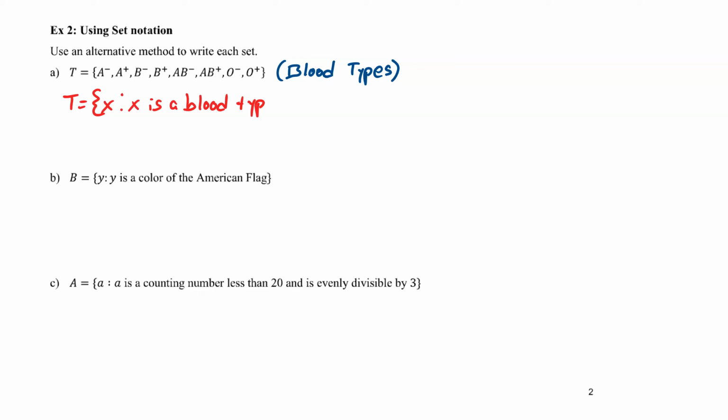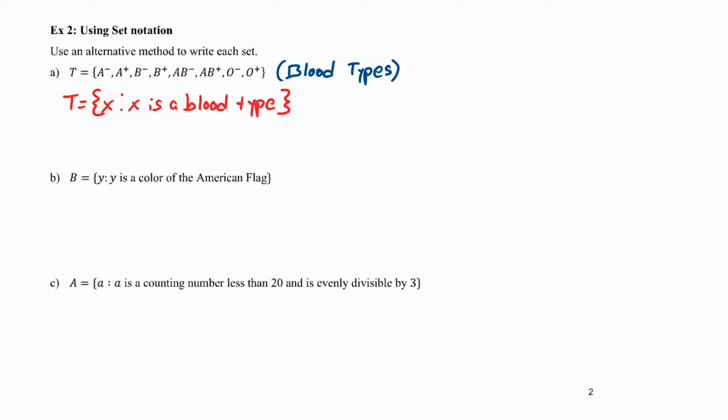So again, just indicating what are the conditions. Now with part B, they give us our set and they actually give us what the conditions are. So in example B, our set is the set of y values, so using a different variable there, such that y is a color of the American flag.